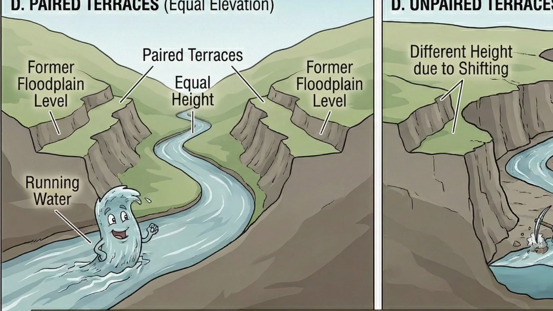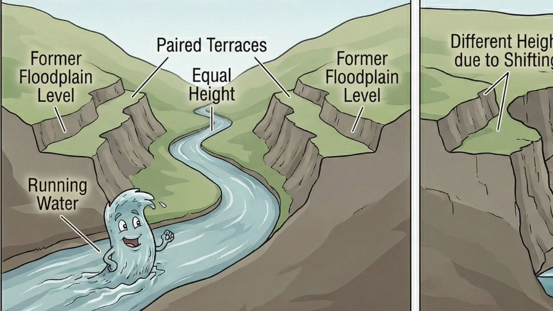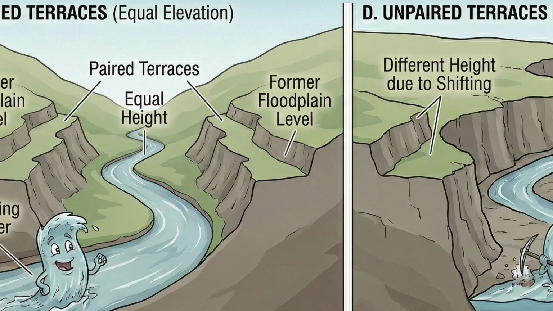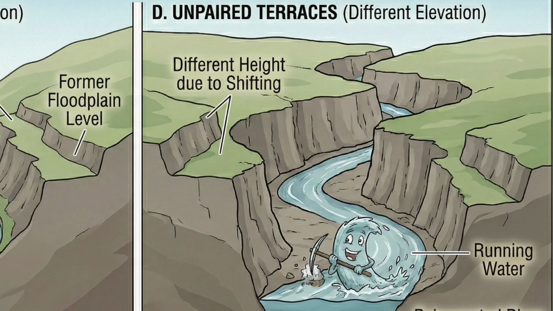These are river terraces. They mark the level of former floodplains. They show us where the river used to flow before it cut down deeper. If the terraces on the left and right banks are at the same elevation, we call them paired terraces. If they are at different heights due to slow shifting, they are unpaired terraces.